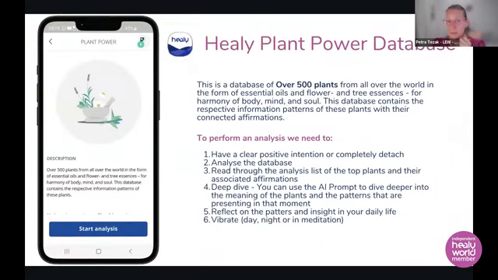So when we look at this plant power database, why is that such an important thing when we're looking at it in a frequency form? Because now we can access more than 500 different plants in their frequency and in their respective information patterns within this database. We can help and support our body based on the story and the energetic imprint that these plants provide us. And we don't have to worry that this will physically affect our body.